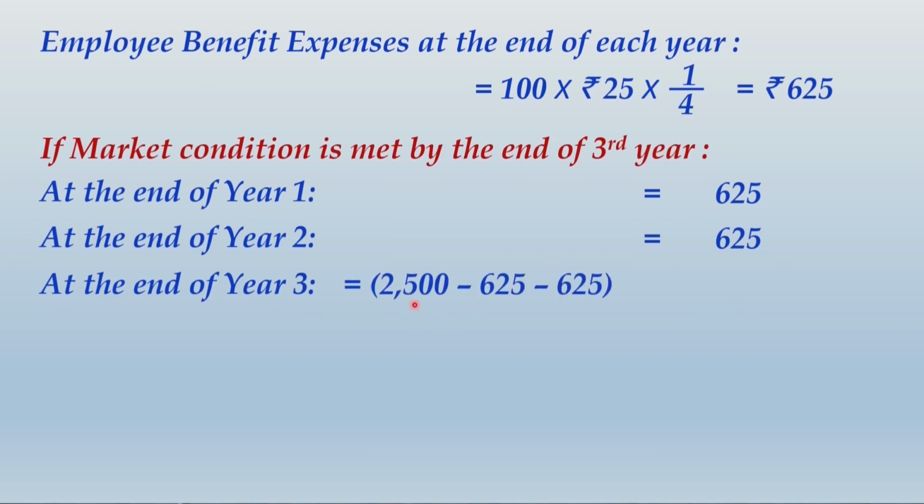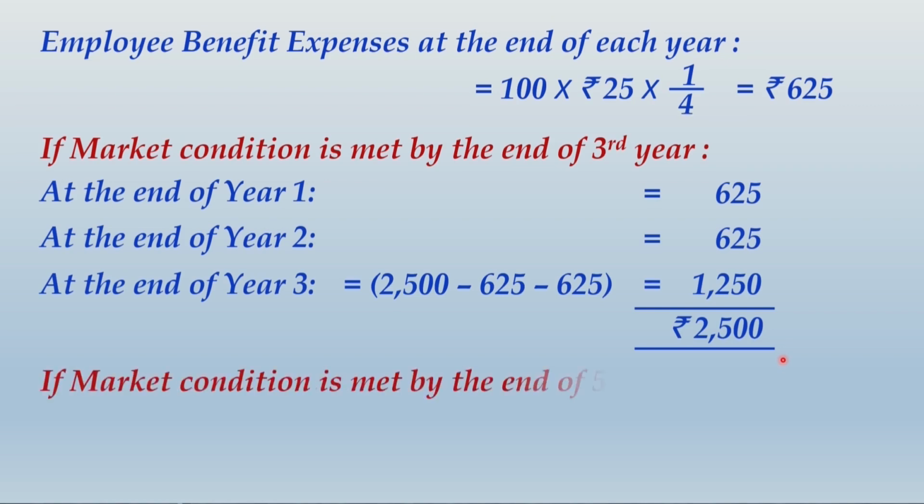So 2500, the total amount, that is 100 into 25, minus what you have recognized earlier, so that will be 1250 recognized in the 3rd year, so that in total the amount of share based payment reserve should accumulate to rupees 2500. Now what will happen if the conditions are not met in the 3rd year, not even in 4th year but 5th year?